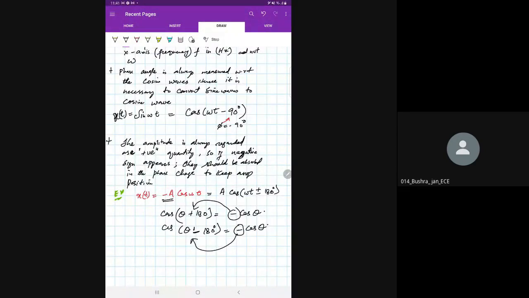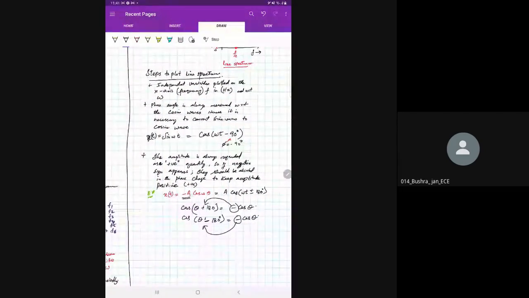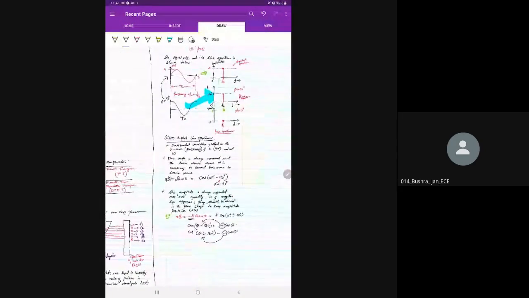That is what I am saying: if your amplitude is inherently regarded as positive, and by chance you have a negative sign in your amplitude, it should be absorbed or adjusted in the phase change to keep the amplitude positive. So amplitude should always be positive while plotting these graphs. I'll give you an example now that will help you understand this.